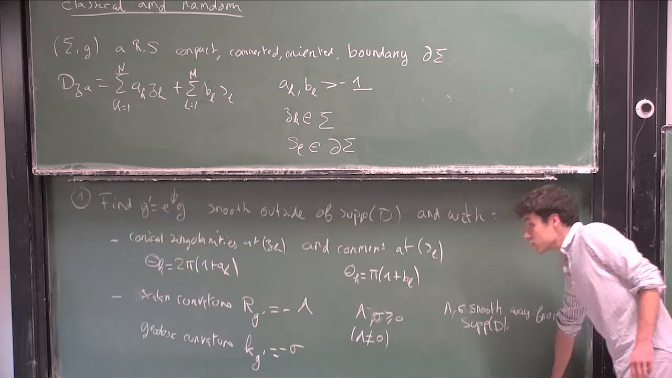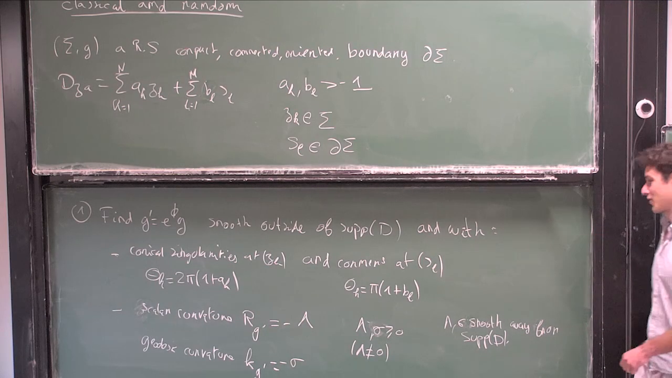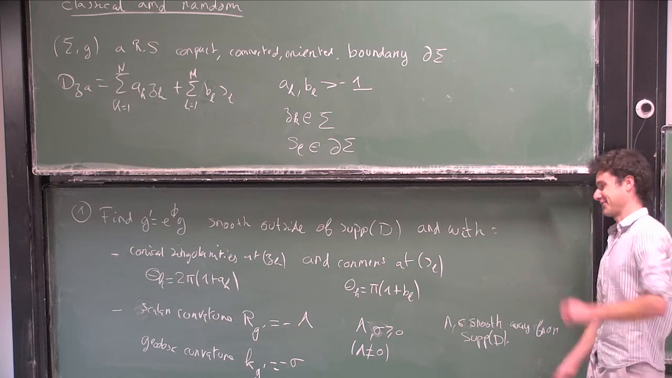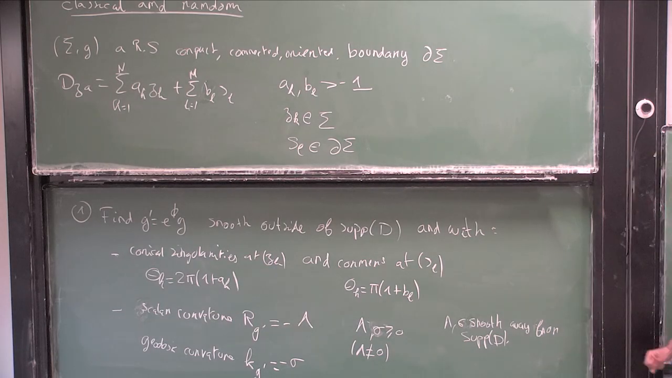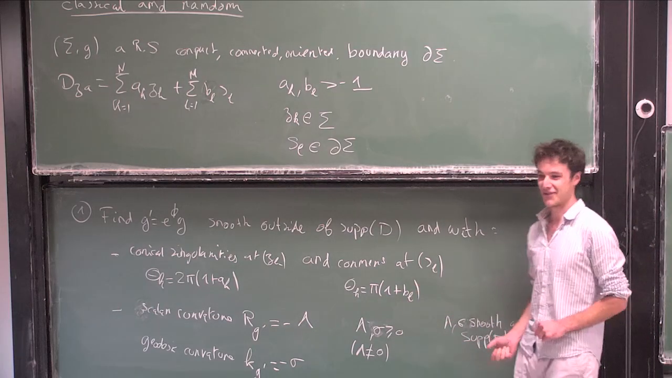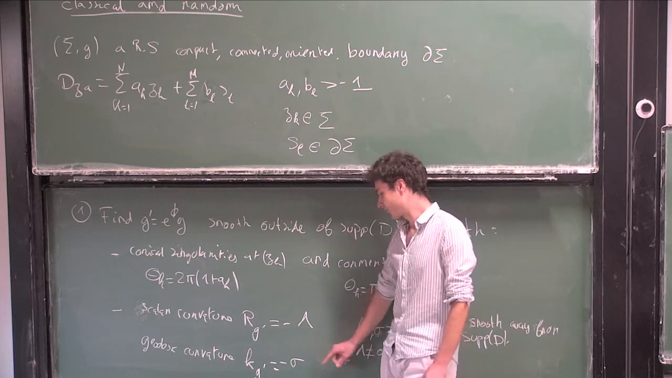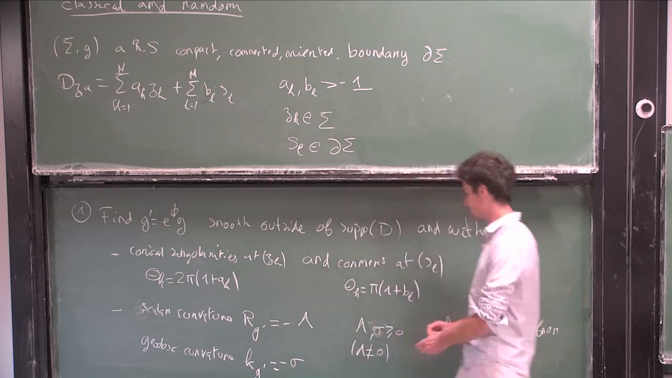So the question is a bit the following. Imagine that I have a sphere, and I cut it in half. So I have a disk which is not flat, and I pinch it at several points. And I want to find a metric which realizes this kind of uniformization, but we have a tiny subtlety.